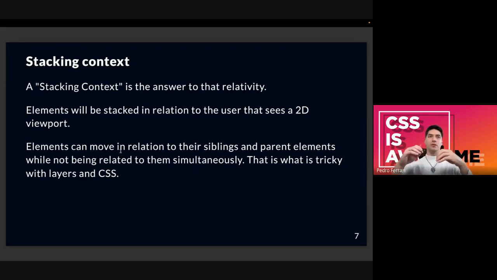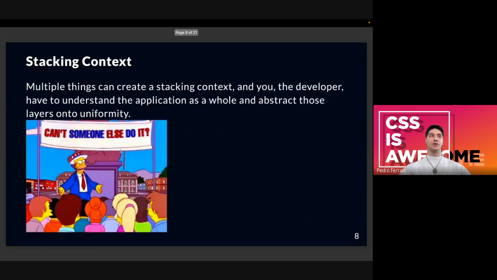But what makes it tricky is that CSS has so many different layers, and sometimes there are different things that trigger this context. So you might think that if something has a higher z-index than something else, then that thing should appear on top. And it's not always the case, as we're going to see with a few examples later. So since multiple things can create a stacking context, you, the developer, have to understand the application we're working on as a whole, to understand all these contexts and think about how to pick up these layers and bring them into uniformity on the page.